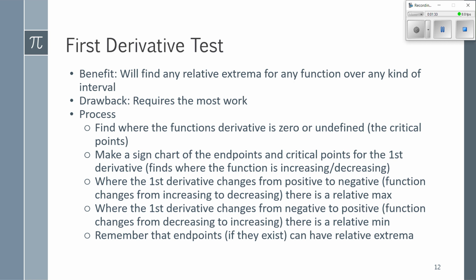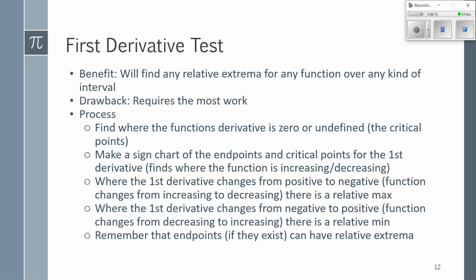So the process of this is we want to find where the first derivative is undefined or zero, the critical points. We want to make a sign chart of the endpoints and critical points for this first derivative, which will allow us to see where the function is increasing or decreasing. If the function changes from increasing to decreasing, meaning the first derivative is changing from positive to negative, we have a relative max. If the function changes from decreasing to increasing, meaning the first derivative changes from negative to positive, we have a relative minimum. Endpoints get a little complicated with this, but I'll also admit endpoints don't come up very often with the relative extrema, but we will do examples so you get used to it.